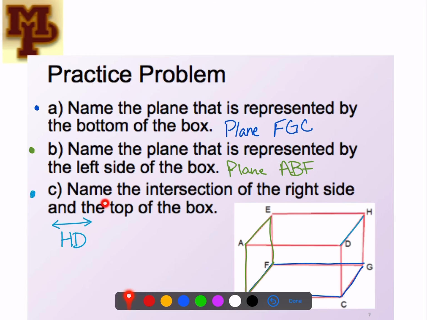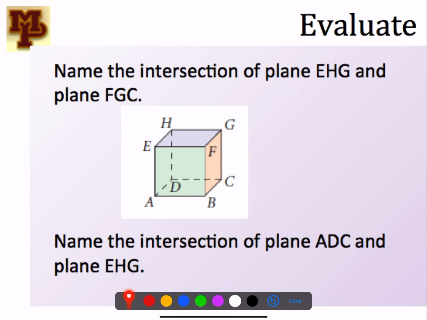All right, last up, try these two, and then we'll finish up today's lesson. So, for this one, name the intersection of plane EHG, the top, and plane FGC, the right side. So again, it's intersecting of two planes. They should intersect in lines, so it should be line FG or line GF. Up to you on your notation for the line.